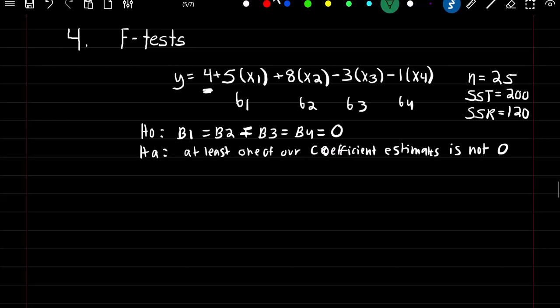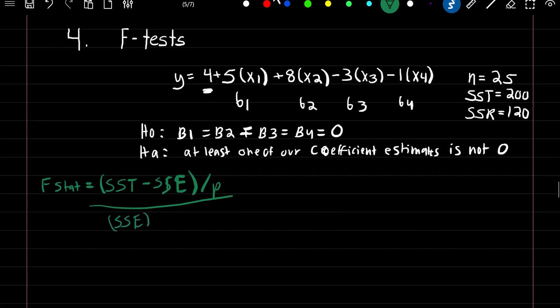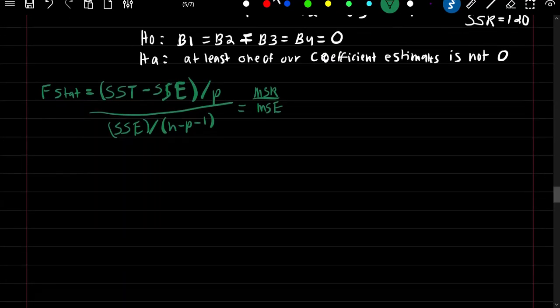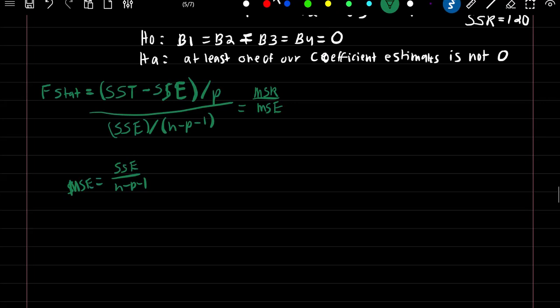The formula for this is going to be: the F statistic is equal to the total sum of squares minus the sum of squares error, divided by p, over our sum of squares error divided by n minus p minus 1. And this is also equal to our MSR over our MSE. We already learned what MSE is, which is our SSE over our n minus p minus 1, or our unexplained variability divided by our degrees of freedom.